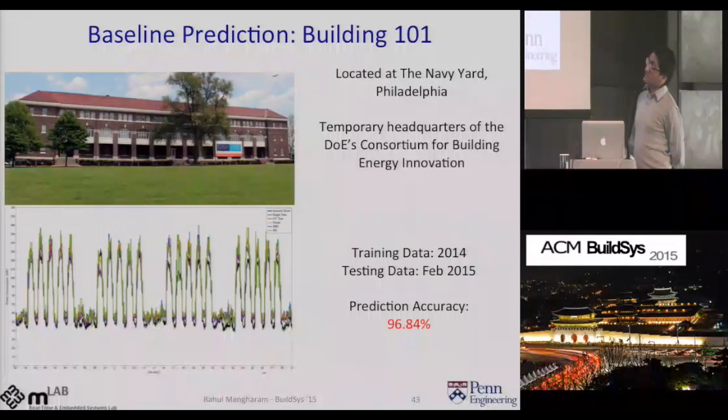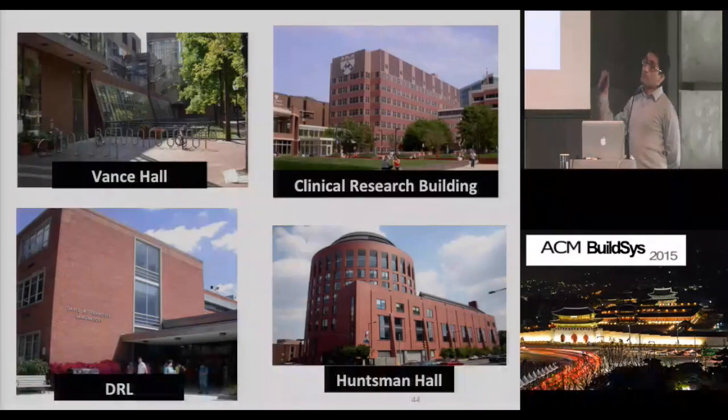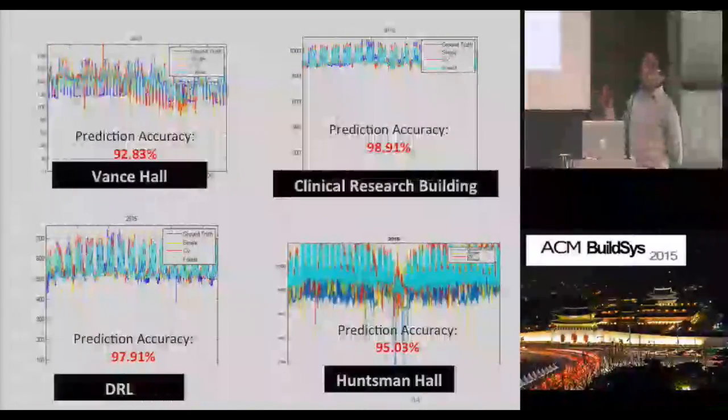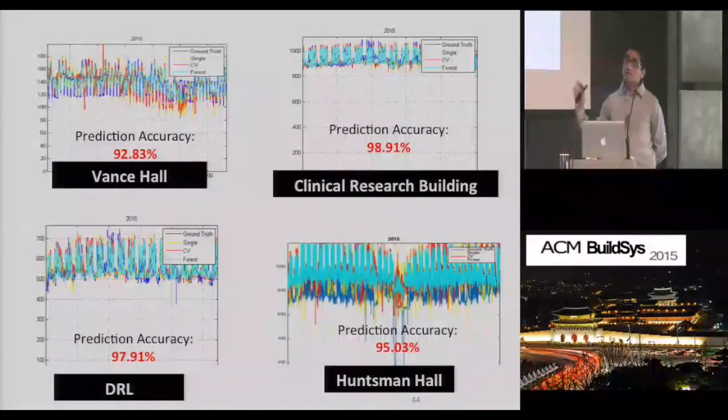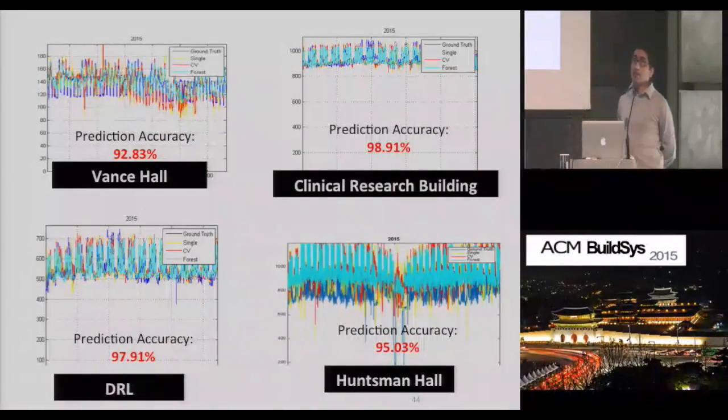So we did this baselining for Building 101, which is part of the DOE's test facility in the Philadelphia Navy Yard. But we also did this for many different types of buildings: this is a Wharton Business School building, this is a laboratory building, this is a clinical research building, and we get more than 92 to 95% prediction accuracy in under half an hour for each of these buildings as we churn through them.